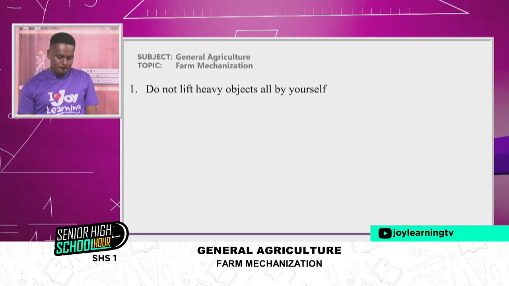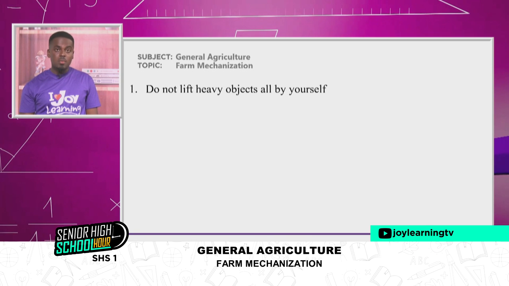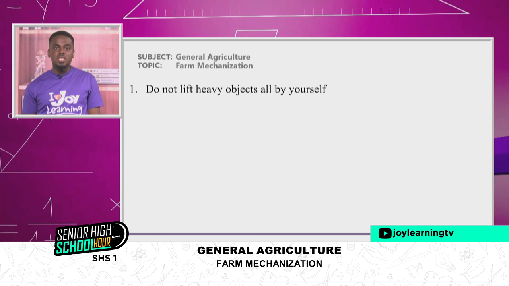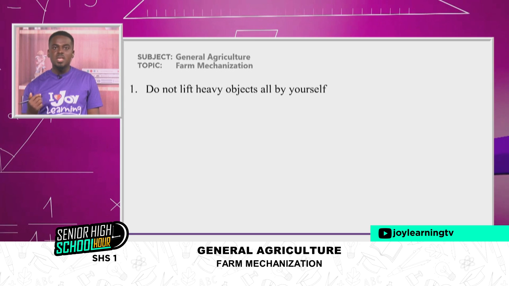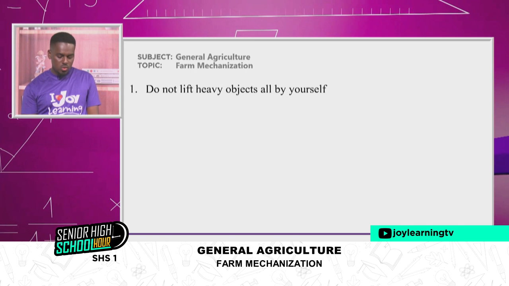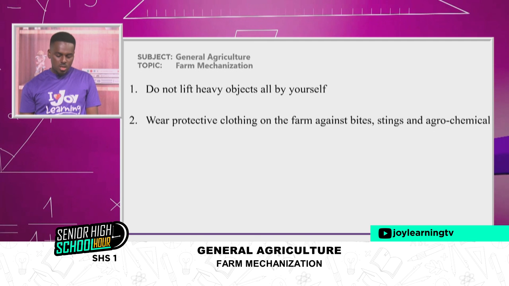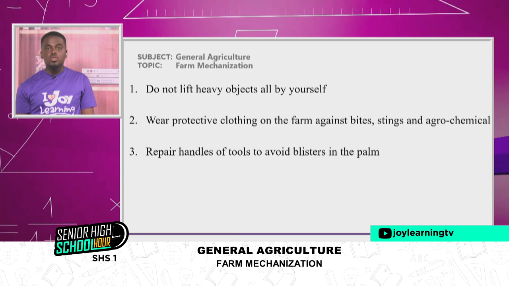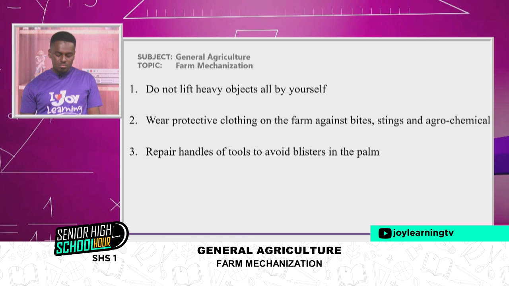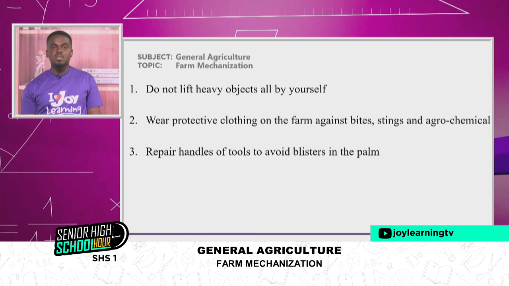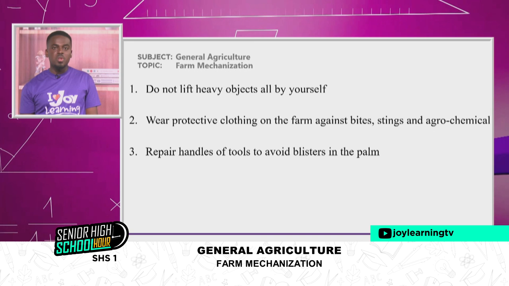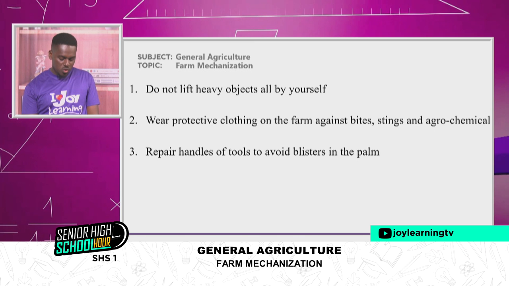So the general safety precaution: do not lift heavy objects all by yourself. Always make sure that there's someone to assist you. If you continue to lift heavy objects, in no time, you may have challenges with your spine. So make sure that somebody is always present to assist you to lift heavy objects. Wear protective clothing. I've already explained this. Make sure handles of tools are always repaired to avoid blisters. So if the handle of your cutlass or your hoe is faulty, make sure that you repair it before you use it.